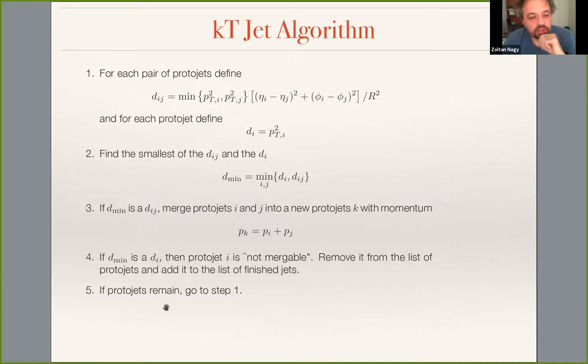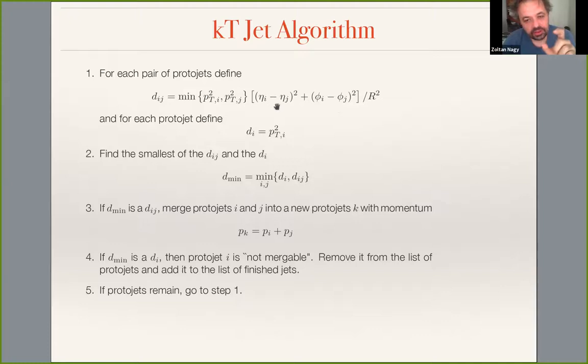look? It's a five-step algorithm in a loop. So first, consider each pair of protojets and define basically a distance measure between them. As you can see, this is in the rapidity distance or pseudo-rapidity distance and the azimuthal angle distance, and it's weighted by the minimum of the PT of these two protojets. And here is this R, this angle parameter, basically the cone size.